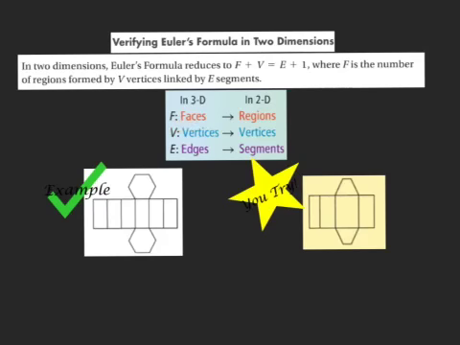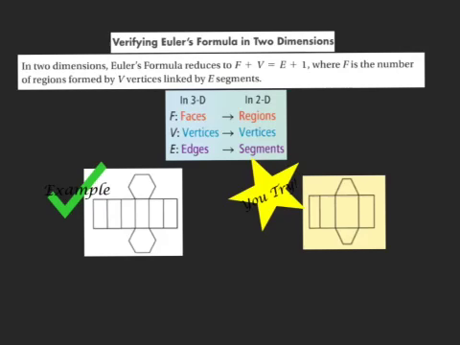Your vertices are still vertices, which remember is defined by 3 edges coming together at a point. And then our edges in 2D are just segments, but it's only the segments that link the vertices. So that's also important. It's not going to be every single line on that picture. It's going to be just the ones that are linking together your vertices that are formed.